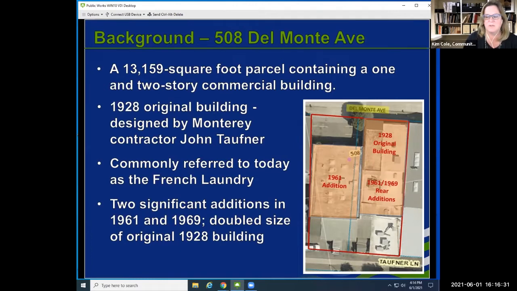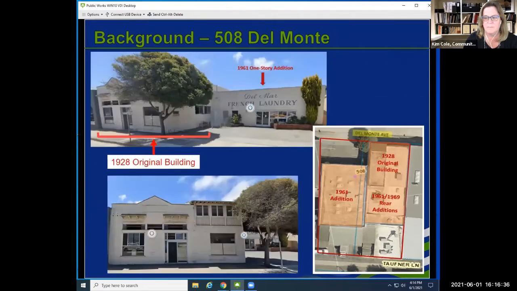And you can see the significance of those additions in this photograph. This is the view from Del Monte Avenue. There's the original 1928 building, and basically what's retained of that original building is what you can see from this photograph. And then to the side is the French Laundry structure.